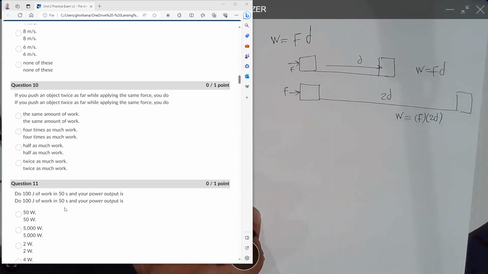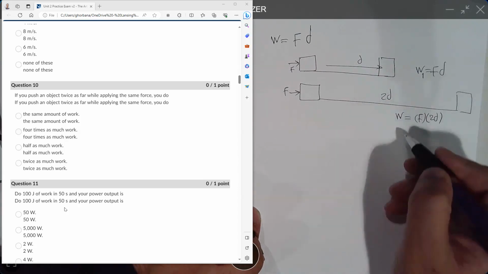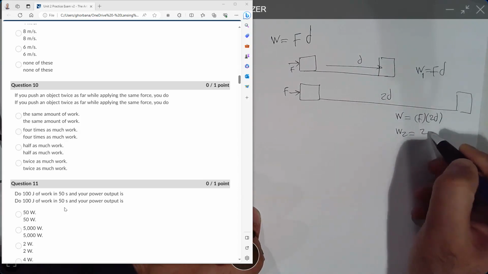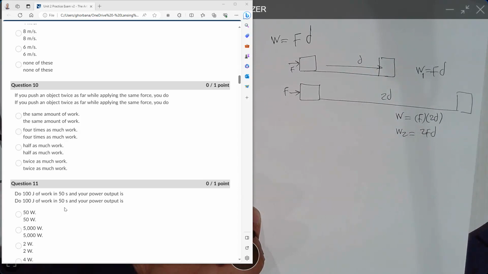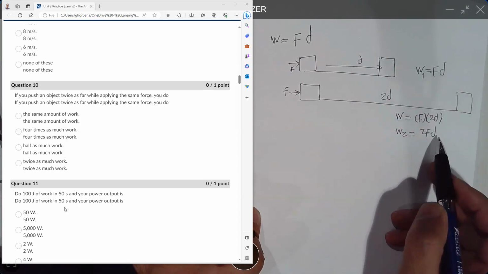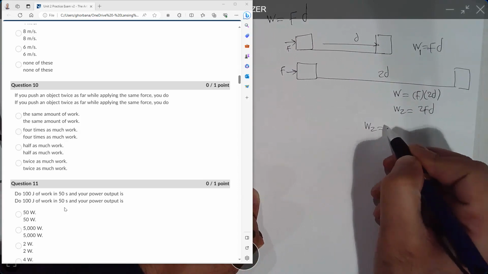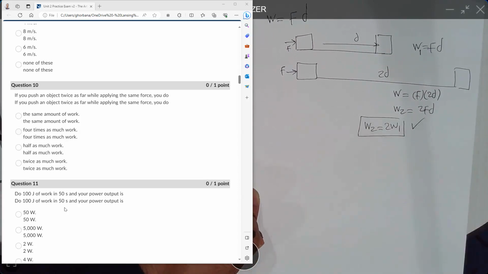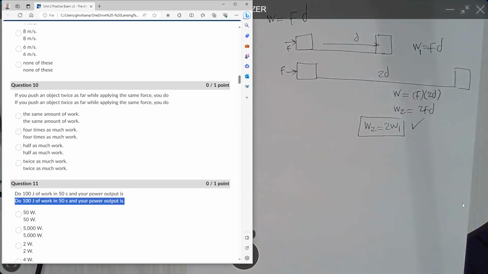So if we call this W1 and this W2, W1 is Fd, W2 is 2Fd. What does it mean? It means that W2 is 2 times W1. So which one is the right answer then? Yes, twice as much. The right answer is twice as much.